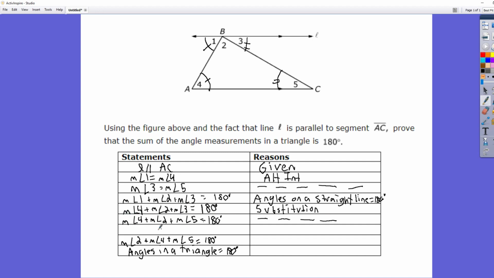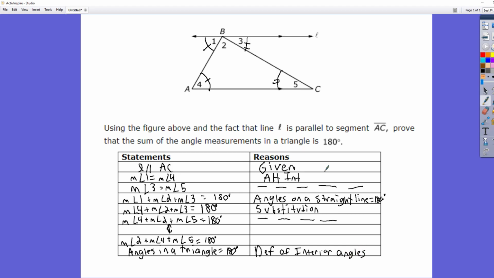This line here is the same thing as the line we had down here to show that the angles in a triangle are 180. So we didn't even need this extra space. I'm just going to draw an arrow to go down here. And then to get from this line to this line, it's just definition of interior angles.